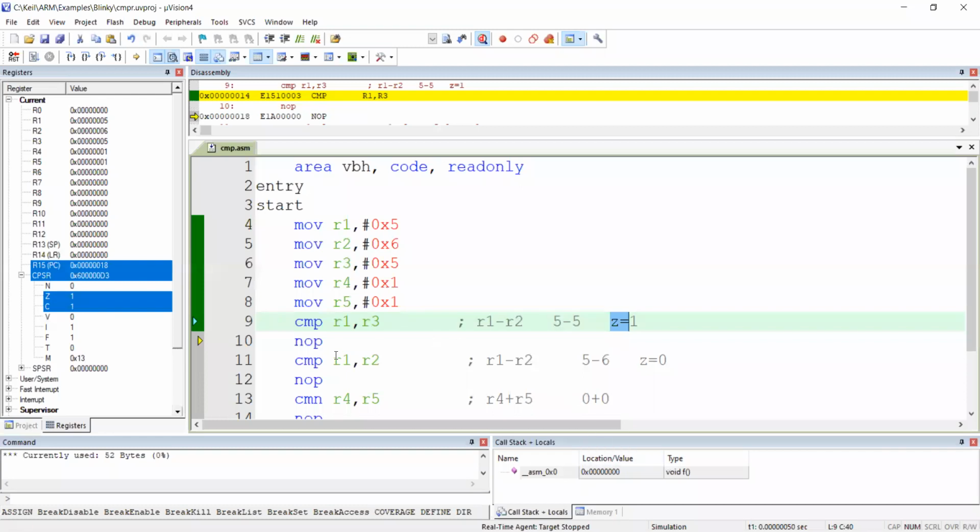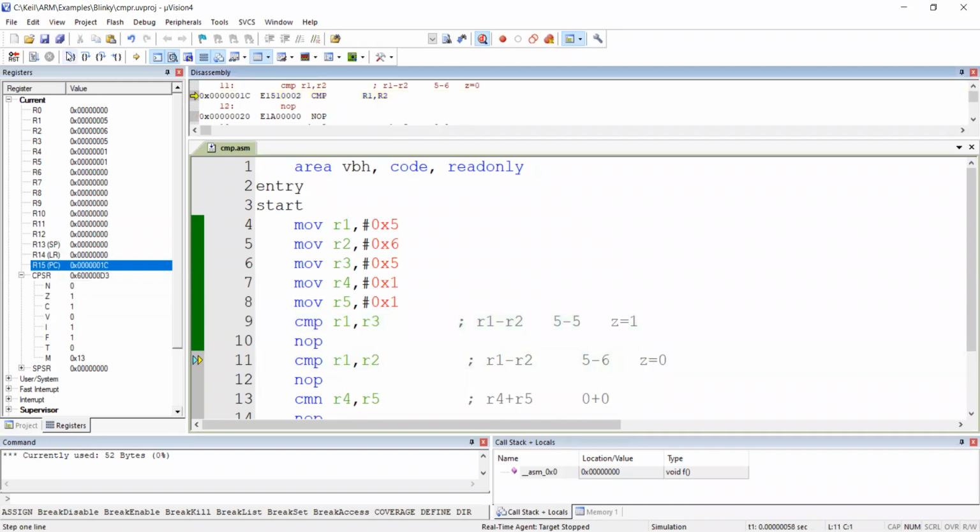Now what are we comparing in line number 11? One number is 5, another number is 6. So 5 and 6, different numbers. Leave aside magnitude, which is higher or which is smaller. Magnitude wise, 5 and 6 are different. So Z should be 0. Let's see whether Z will become 0.